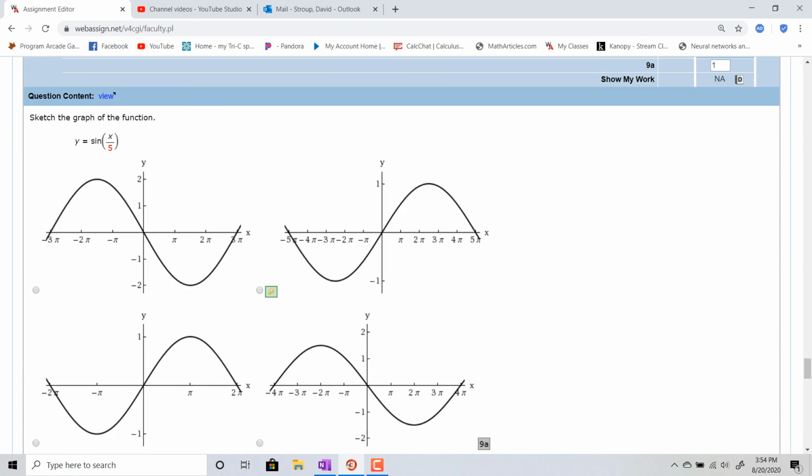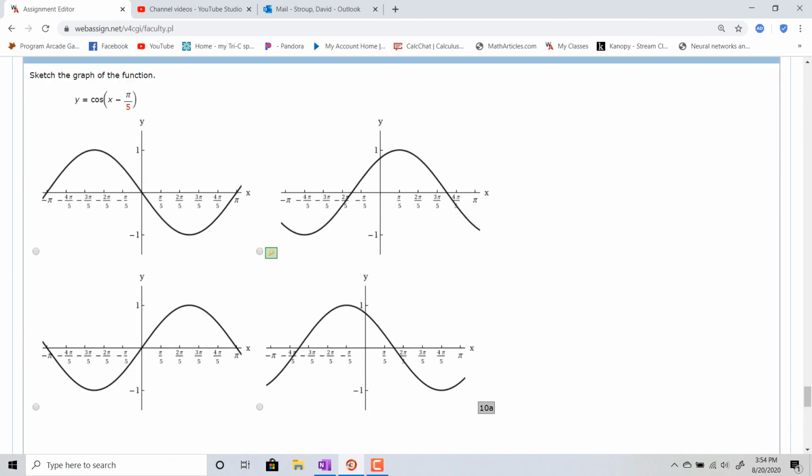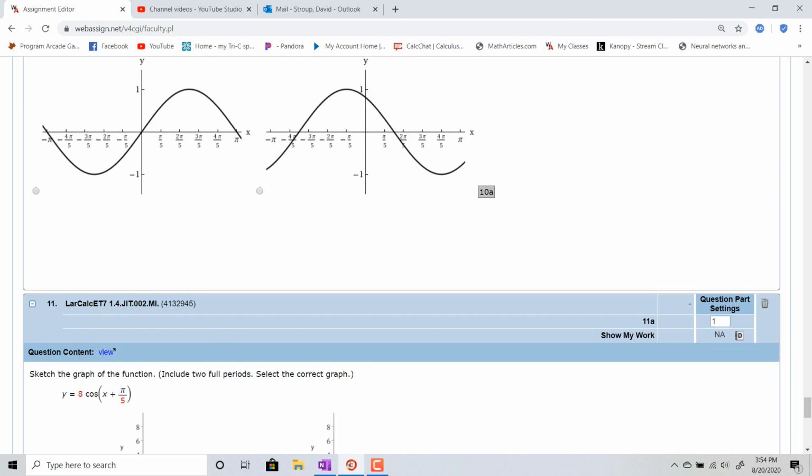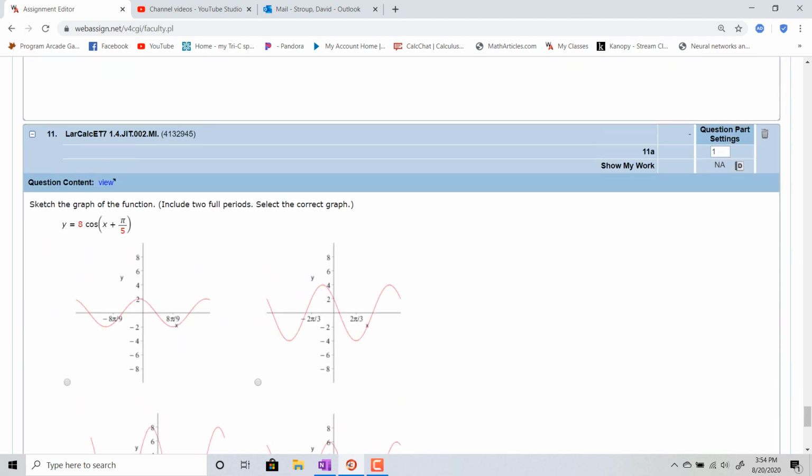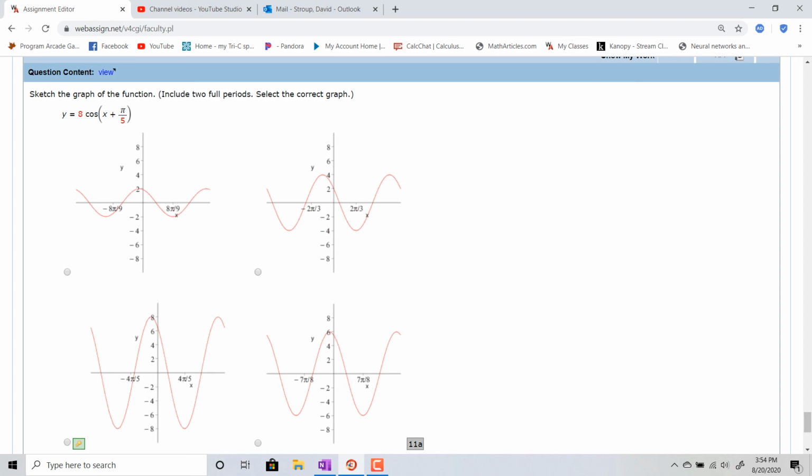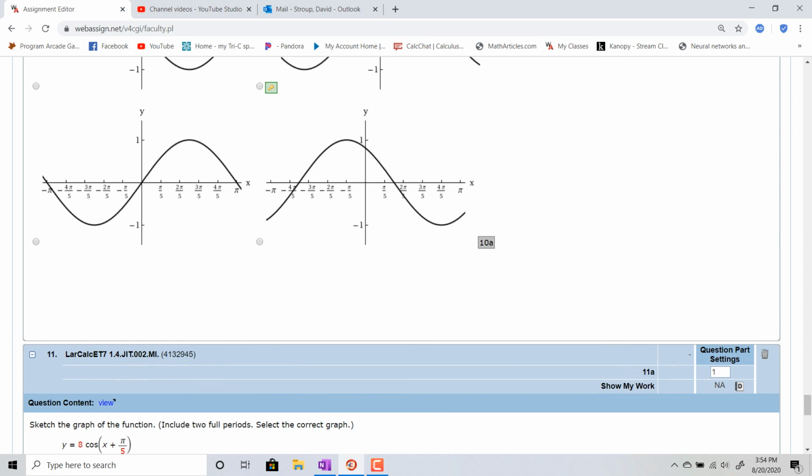Graphing. This is a shift. This will be a horizontal shift by pi over 5. This will be a horizontal shift to negative pi over 5, and then vertical stretch of 8.